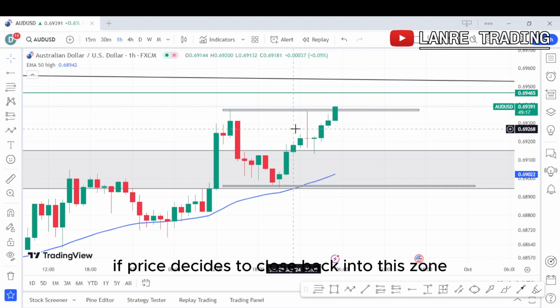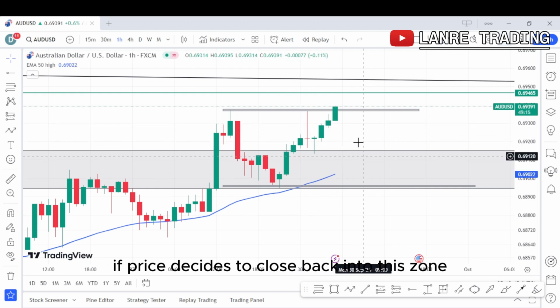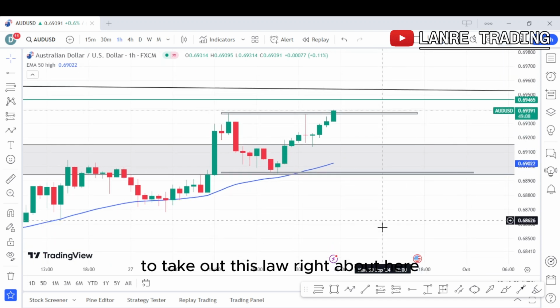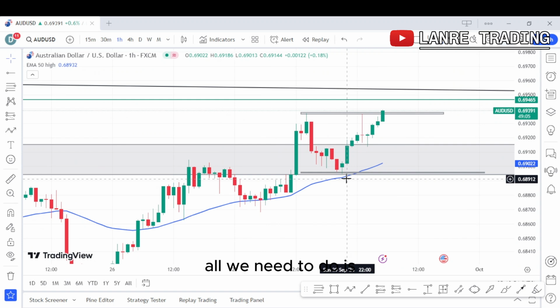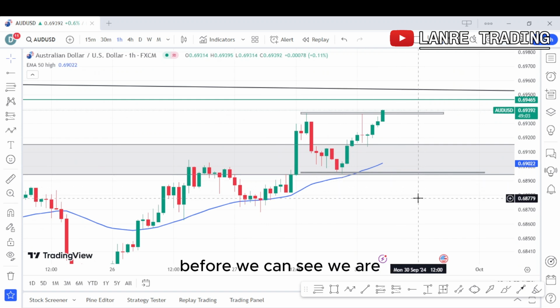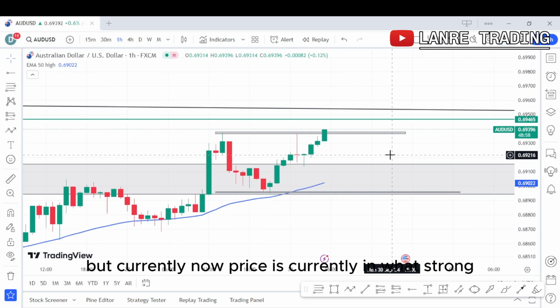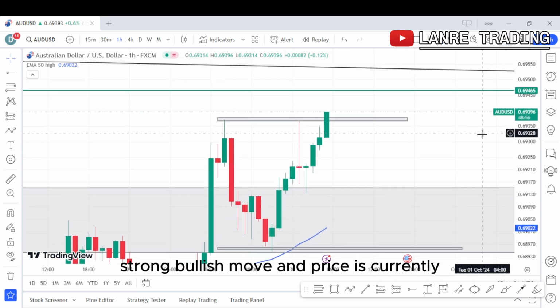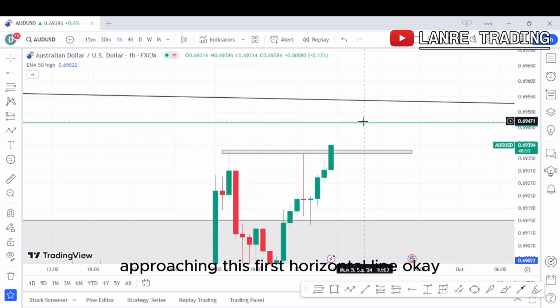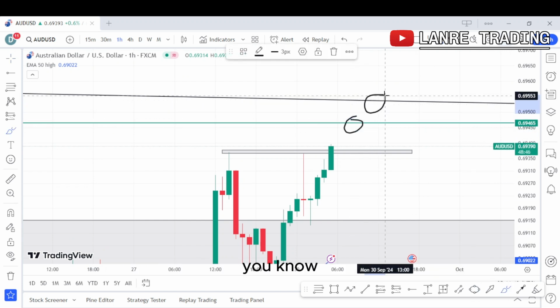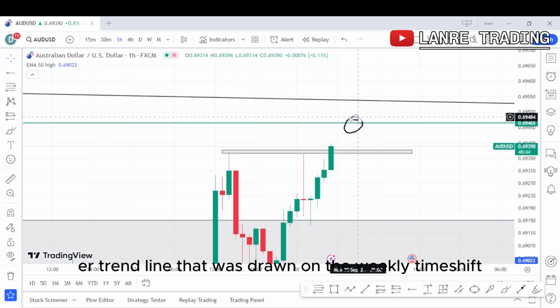If price decides to close back into this zone right about here, we will wait for price to take out this low right about here. All we need to do is wait for price to take out this low before we can say we are going short. But currently, price is in a strong bullish move, and price is currently approaching this first horizontal line, and don't forget the strong trend line that was drawn on the weekly time frame.